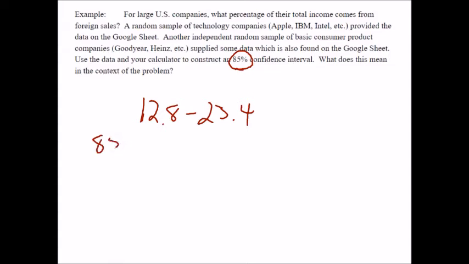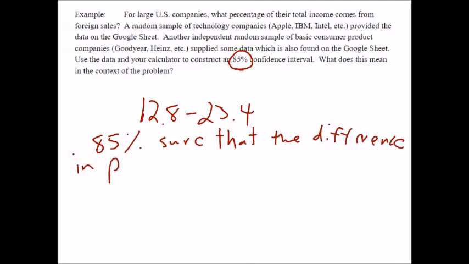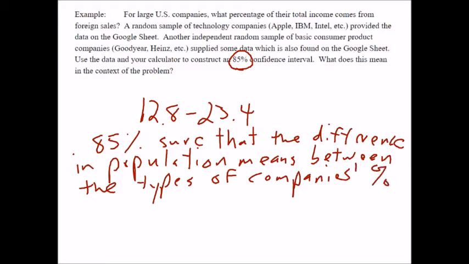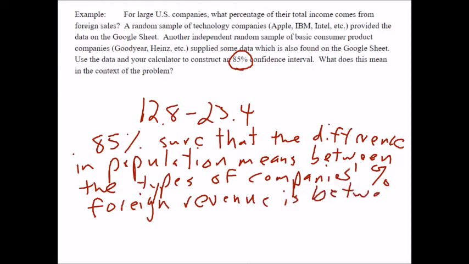So this tells us we can be 85% sure that the difference in population means between, I think it was tech companies and basic companies, between the types of companies, and it was the company's percent foreign revenue, is between 12.8% and 23.4%. So that's the difference between the two.